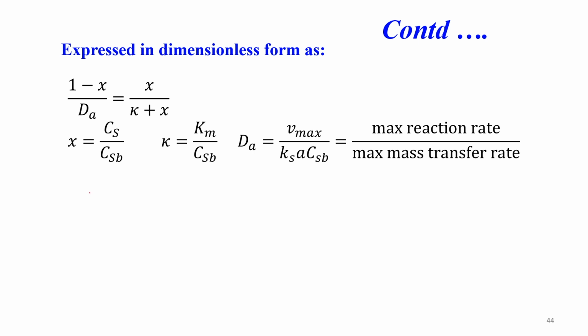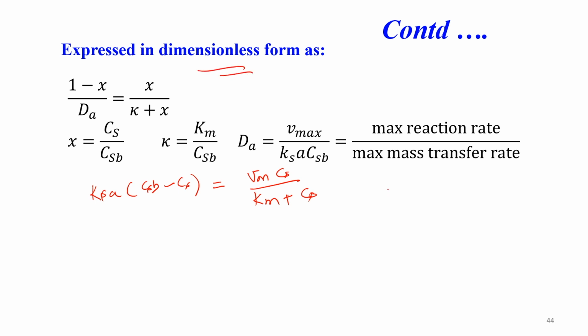Now, we had the equation Ks A (CSB minus Cs) equals Vmax Cs upon Km plus Cs. This equation can be simplified in dimensionless form.